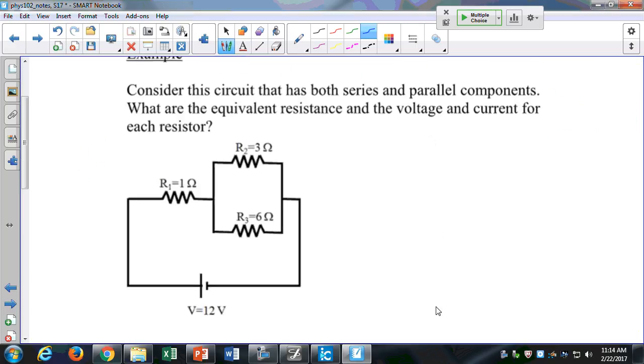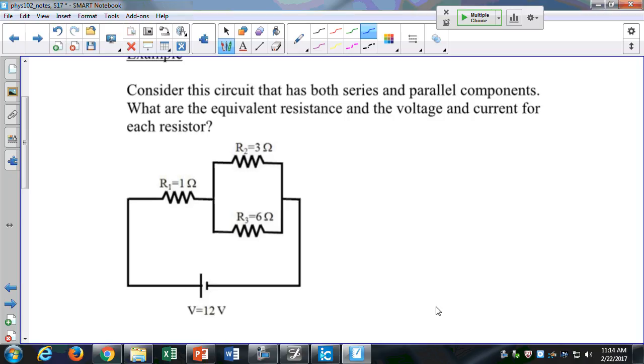Let's do this example. I think this is our first combination circuit. You'll see some combination circuits on the test. And some of you did this in lab already. So here I want to know the equivalent resistance. I want to know the voltage and the current for each resistor. You'll see some circuits like this. You'll see some that are a little more complicated, and we'll do some of those. But let's just do this one first.